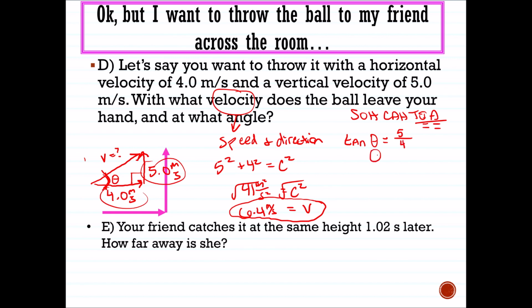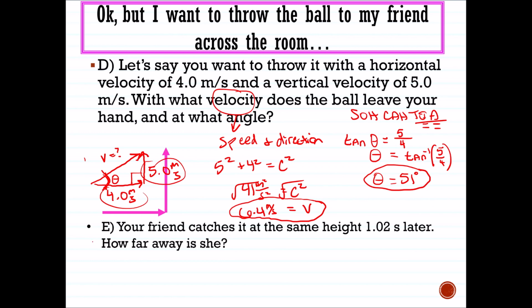And I'm going to get theta by itself, I have to take the inverse tangent. So that's tangent negative 1 on the calculator. You'll see a key for that, of 5 over 4. That's going to give me an angle of 51 degrees. And make sure your calculator is in degree mode, not radians. If it is in radians, you'll have a decimal number. That should be a red flag to you to change the mode to degrees. All right, so our launch velocity is 6.4 meters per second at 51 degrees above the horizontal.